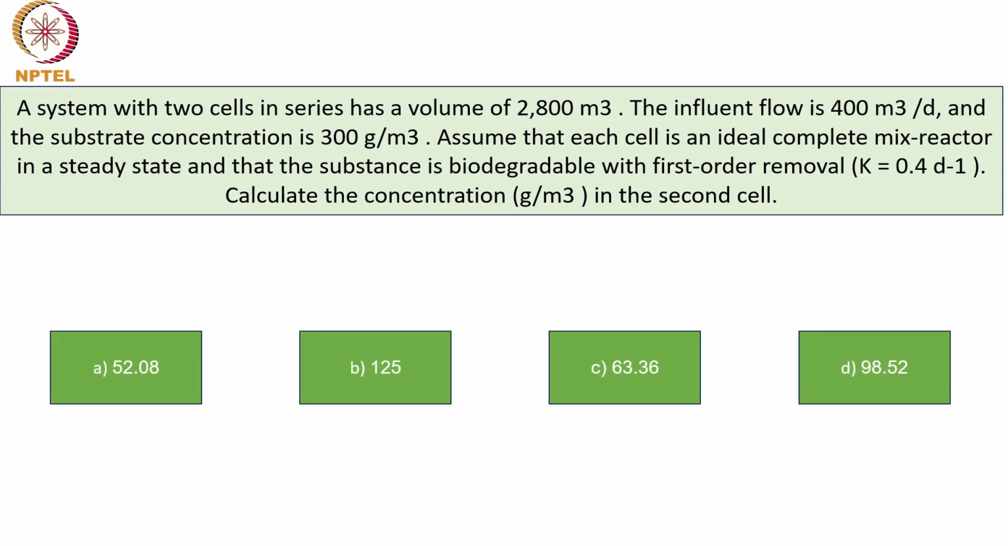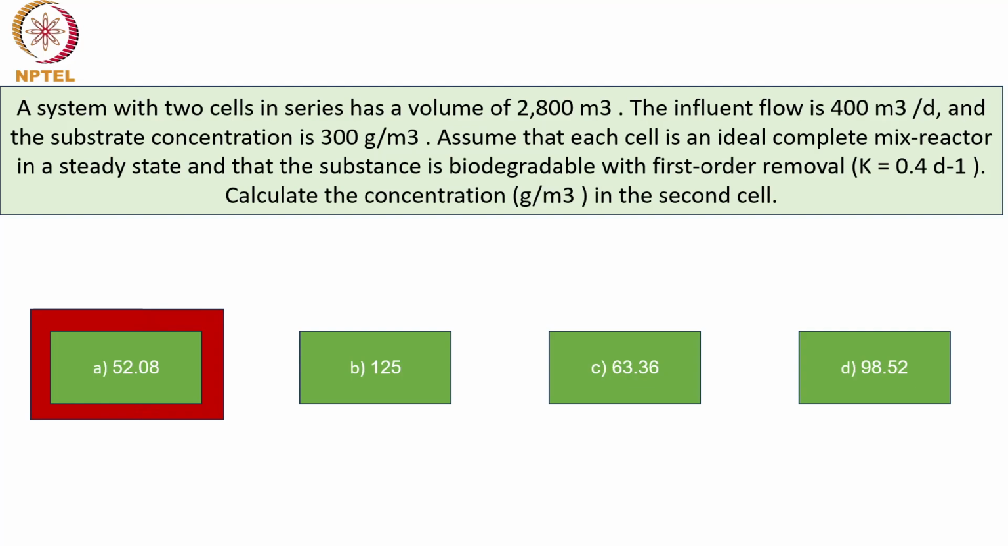Okay. A system with two cells in parallel has a volume of 2800 meter cube. The influent flow is 400 meter cube per day and the substrate concentration is 300 gram per meter cube. Assume the cell is an ideal complete mix reactor in a steady state and the substance is biodegradable with first order removal, K is equal to 0.4 per day. Calculate the concentration in gram per meter cube in the second cell.